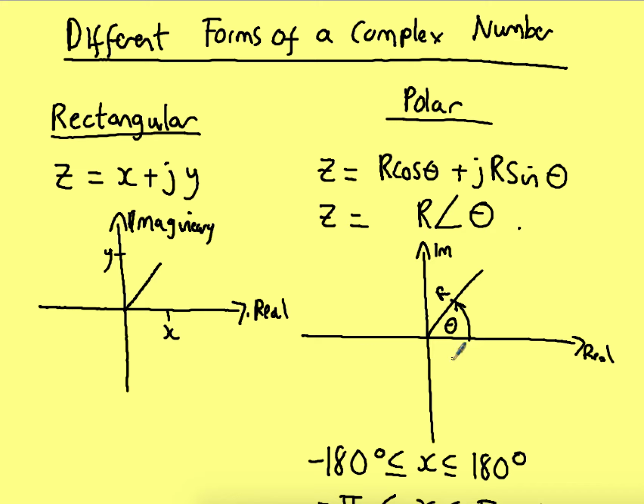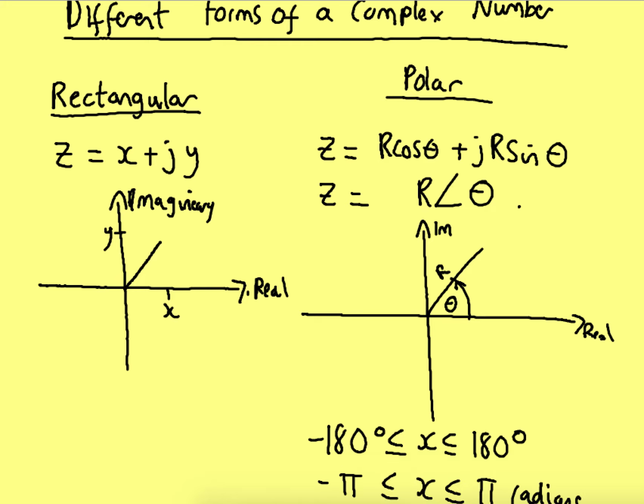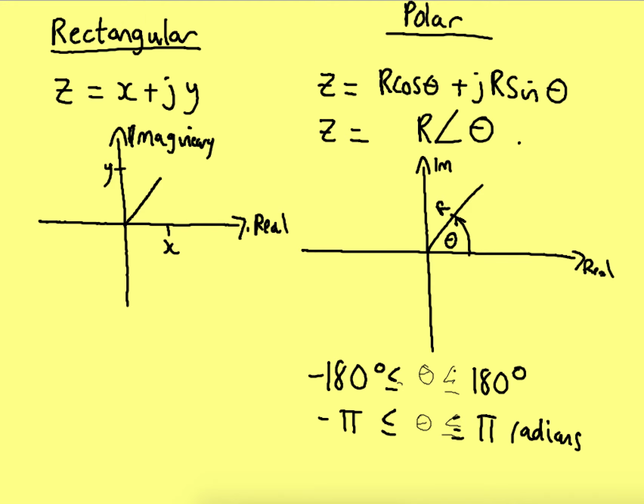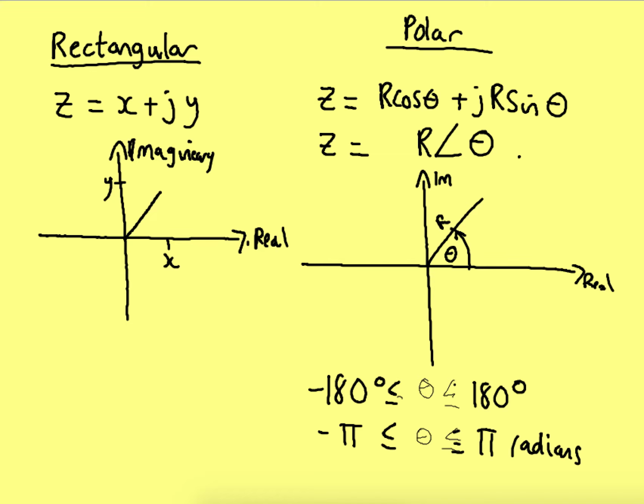Now, key things, your angle, that should be theta actually rather than x. Change that. Right, so theta, your angle there, has always got to be between 180 degrees and negative 180 degrees, which in radians is between negative pi and pi radians.